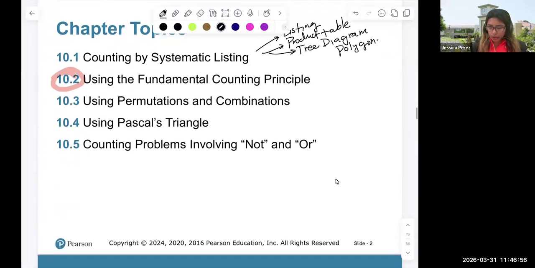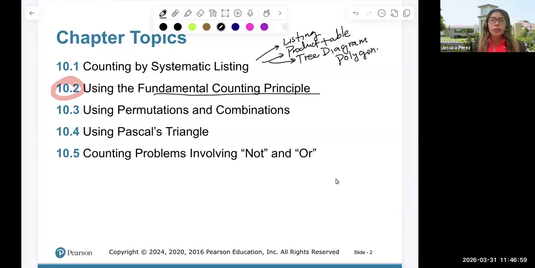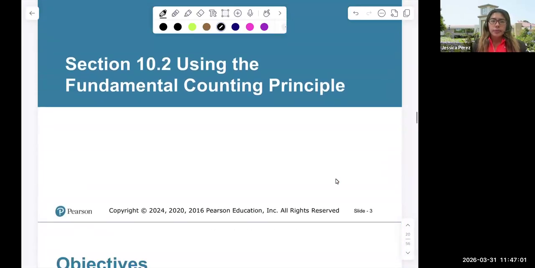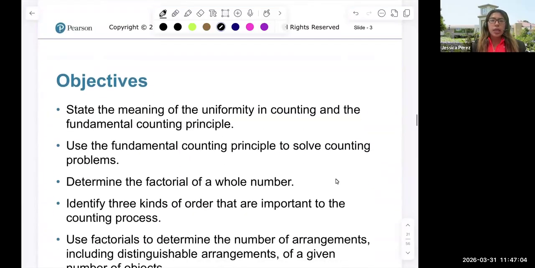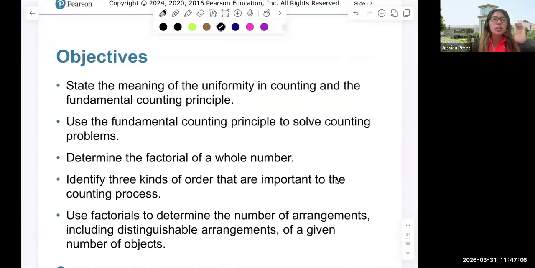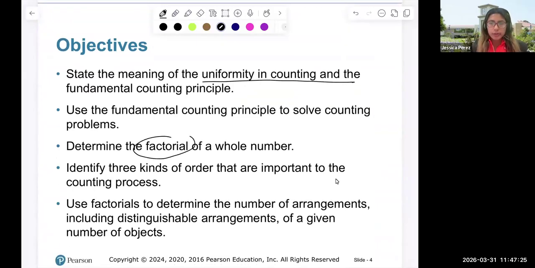Now, in section 10.2, we're going to be talking about the fundamental counting principle. What are the objectives of this section? We are going to be stating the meaning of a uniform way of counting, the fundamental counting principle. We're going to be using the counting principle formula to solve problems. We are going to look at factorials and different ways to calculate a factorial. We're also going to be using our calculator.